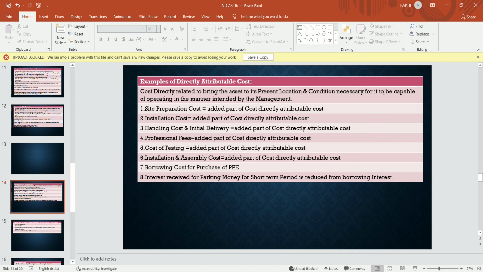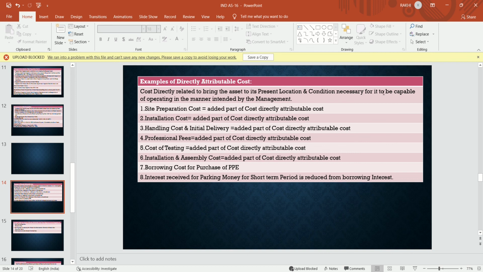Cost of testing. Cost of testing means the company generates some production in order to test whether the machinery is running properly or not. And from that production, the company earns some revenue. So that revenue is reduced from the cost of testing. Suppose the cost of testing is 10 lakhs and the company has sold the testing production for 5 lakhs, so that amount is to be reduced from the cost of testing, and the net amount is to be added to the attributable cost.